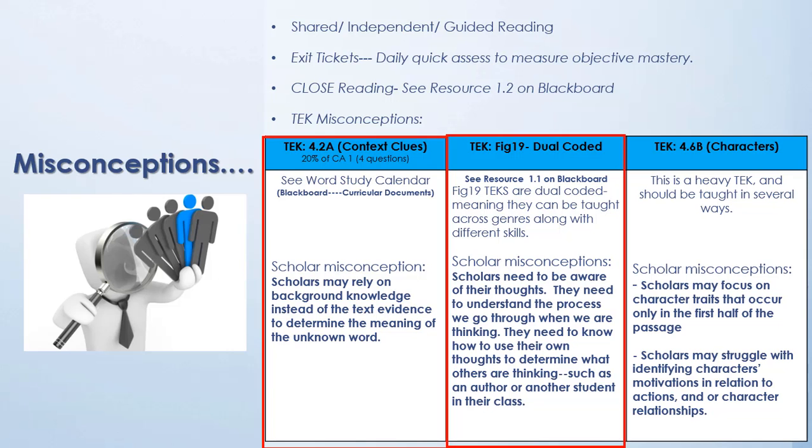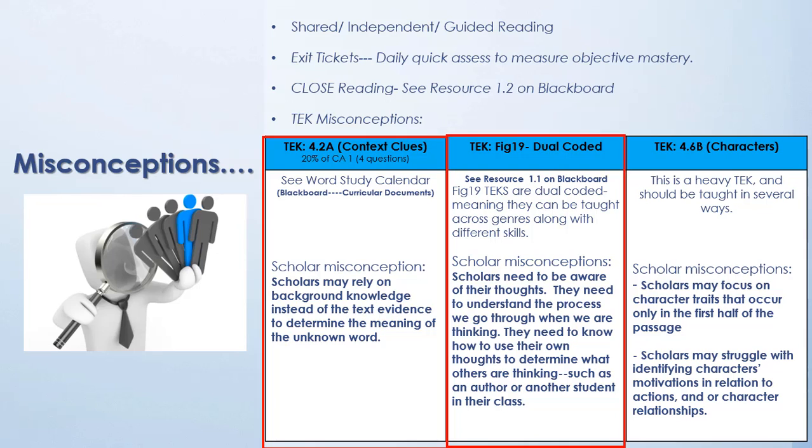Figure 19 are a set of dual-coded skills. Dual-coded means that these skills can be taught across genres, and they can be taught alongside other skills. A misconception for Figure 19 is that scholars may not be aware of their own thoughts. They need to understand the process we go through when we are thinking, and they need to know how to use their thoughts to determine what others are thinking.